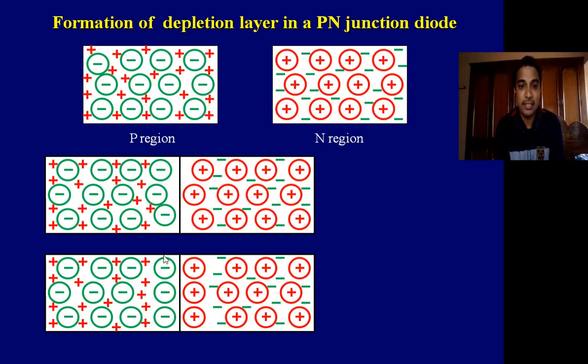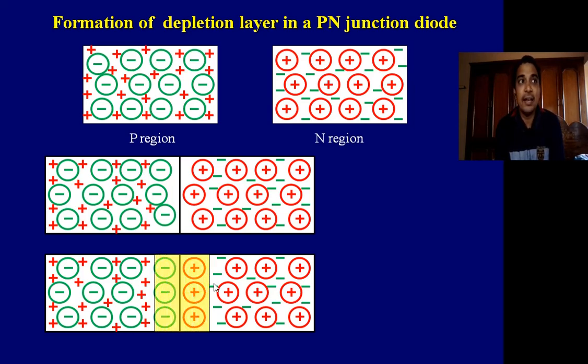Why? Because negative charge is accumulated here, and positive charge is accumulated there. This positive charge will stop further flow of holes from this side to that side, and this negative charge will stop further movement of electrons into this side. So this negative charge will stop electrons, and this positive charge will stop holes. So this is like a simple barrier.